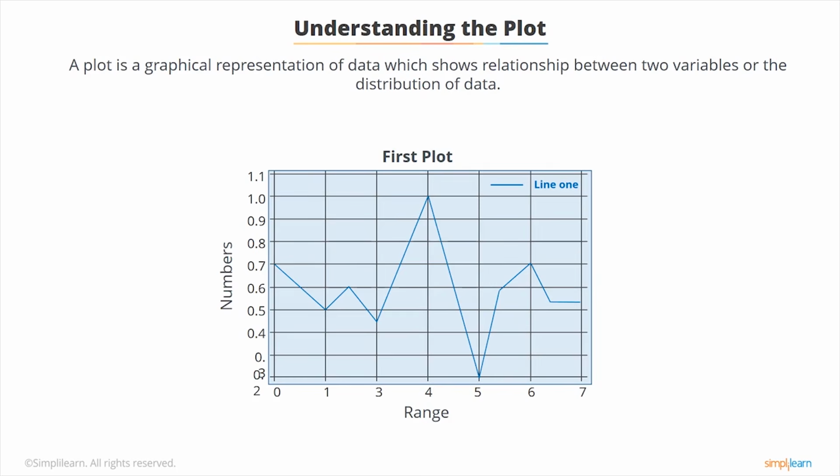Let's now try to understand a plot. A plot is a graphical representation of data, which shows the relationship between two variables or the distribution of data. Look at the example shown on the screen. This is a two-dimensional line plot of the random numbers on the y-axis and the range on the x-axis. The background of the plot is called the grid. The text "first plot" denotes the title of the plot, and the text "line 1" denotes the legend.